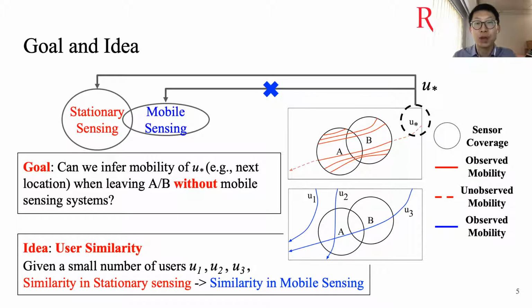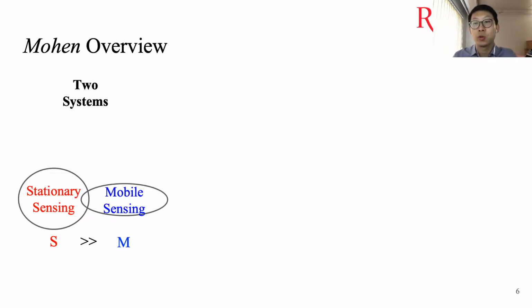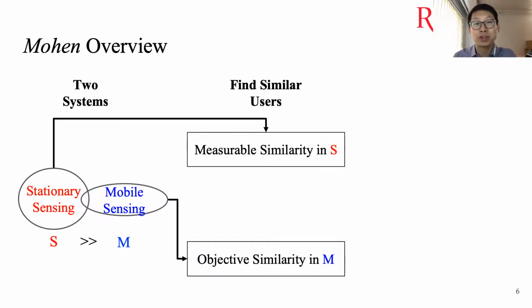However, it's not trivial to measure the similarity. In our work, we design a framework called Mohen to do it. Our goal is to find users with similar mobility in the mobile sensing system. However, the fact is that we can only measure them in the stationary sensing system, since only the stationary sensing system can capture all the individual users.